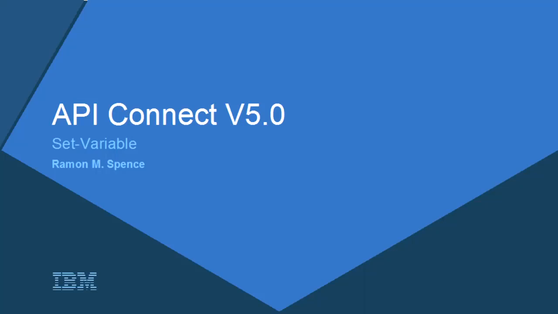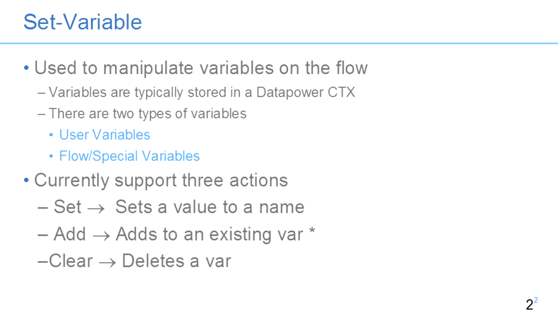Okay, so I'll be giving a brief overview of the set variable policy. It's basically a policy that is used almost everywhere whenever we need to store information for data retrieval and use. As you can see here, it's used to maintain variables on the flow, aka runtime variables. On DataPower, they're stored in a DataPower context, and this causes a little bit of discrepancy between the micro gateway and the DataPower version of set variable, but for the most part, they are very compatible.